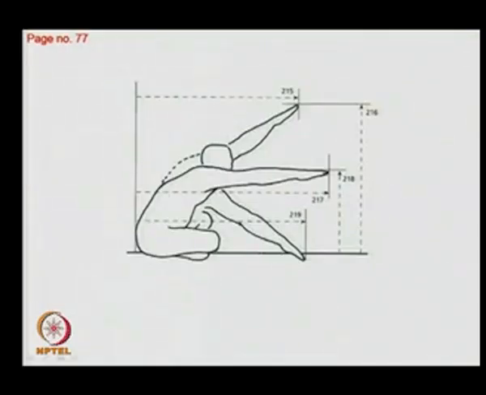In a bending posture, suppose in a shop or at home while doing something, we sit cross-legged and try to get something from the front. At that time, we may need to bend.